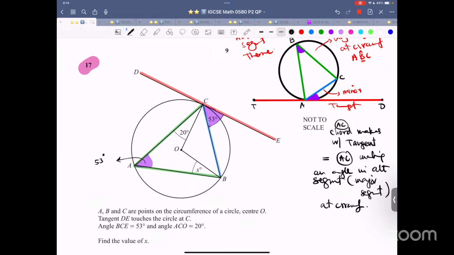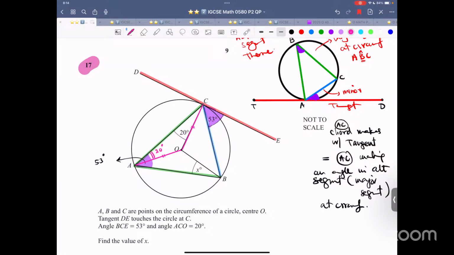Got the idea? Now, what should I do? I should draw a line from A till O. That line is drawn. OA is the same thing as OC. That means these two lengths are equal. Therefore, this angle, this portion is also 20 degrees.